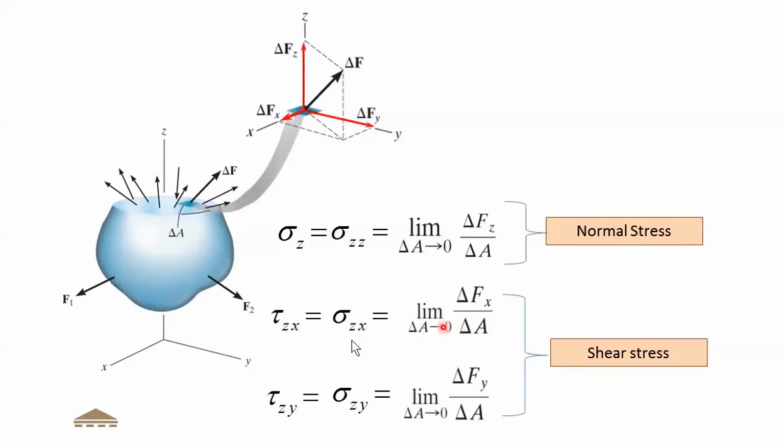And again, the definition is something like this: the force delta Fz divided by delta A, where delta A is negligible, very small. Similarly, we can do it for tau zy: delta Fy divided by delta A, as delta A tends to 0. And we can write it as sigma zy, or we can say tau zy. Okay. So these are the three stresses generated on the same plane. If you take one plane, we are getting three stresses: one normal stress and two shear stresses.